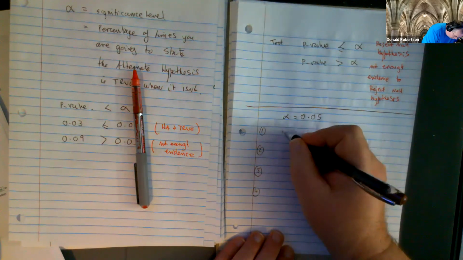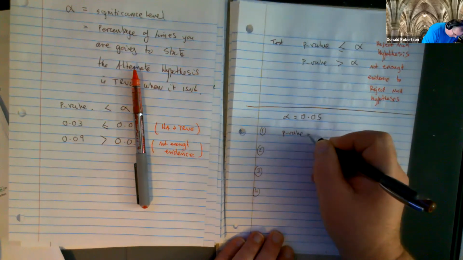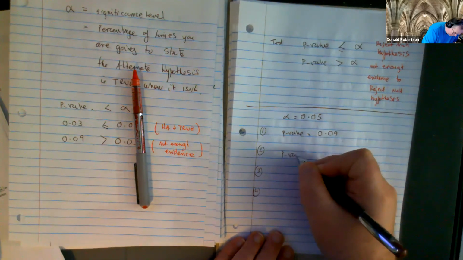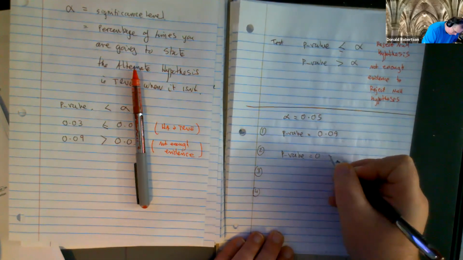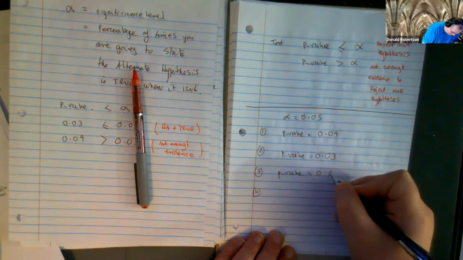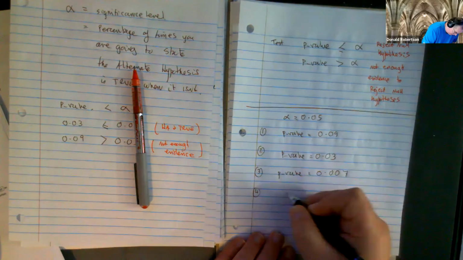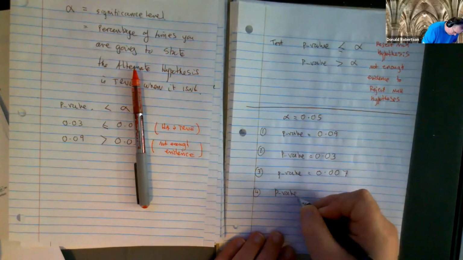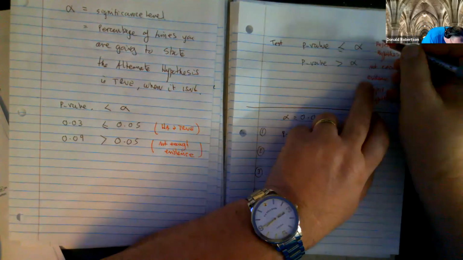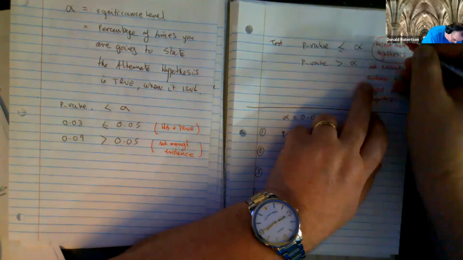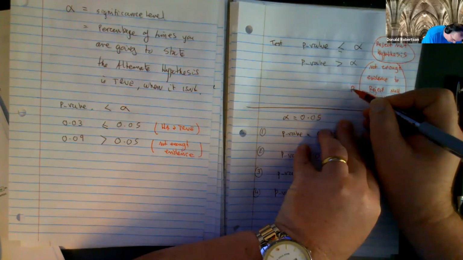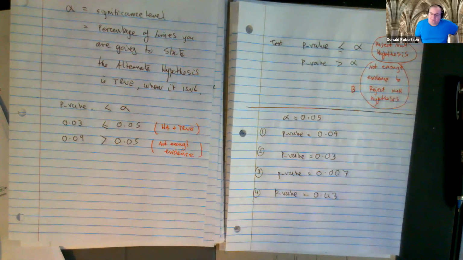In question 1, we do the whole work and we get a p-value and it's 0.09. In the next one, we get a p-value and it's 0.03. Third one, we get a p-value and it's 0.007. And the last one, we get a p-value and it's nothing, 0.43. And that entire sentence, I'm going to call it A, so I don't have to keep writing it. And this entire sentence, I'm going to call that B, so I don't have to keep writing it.